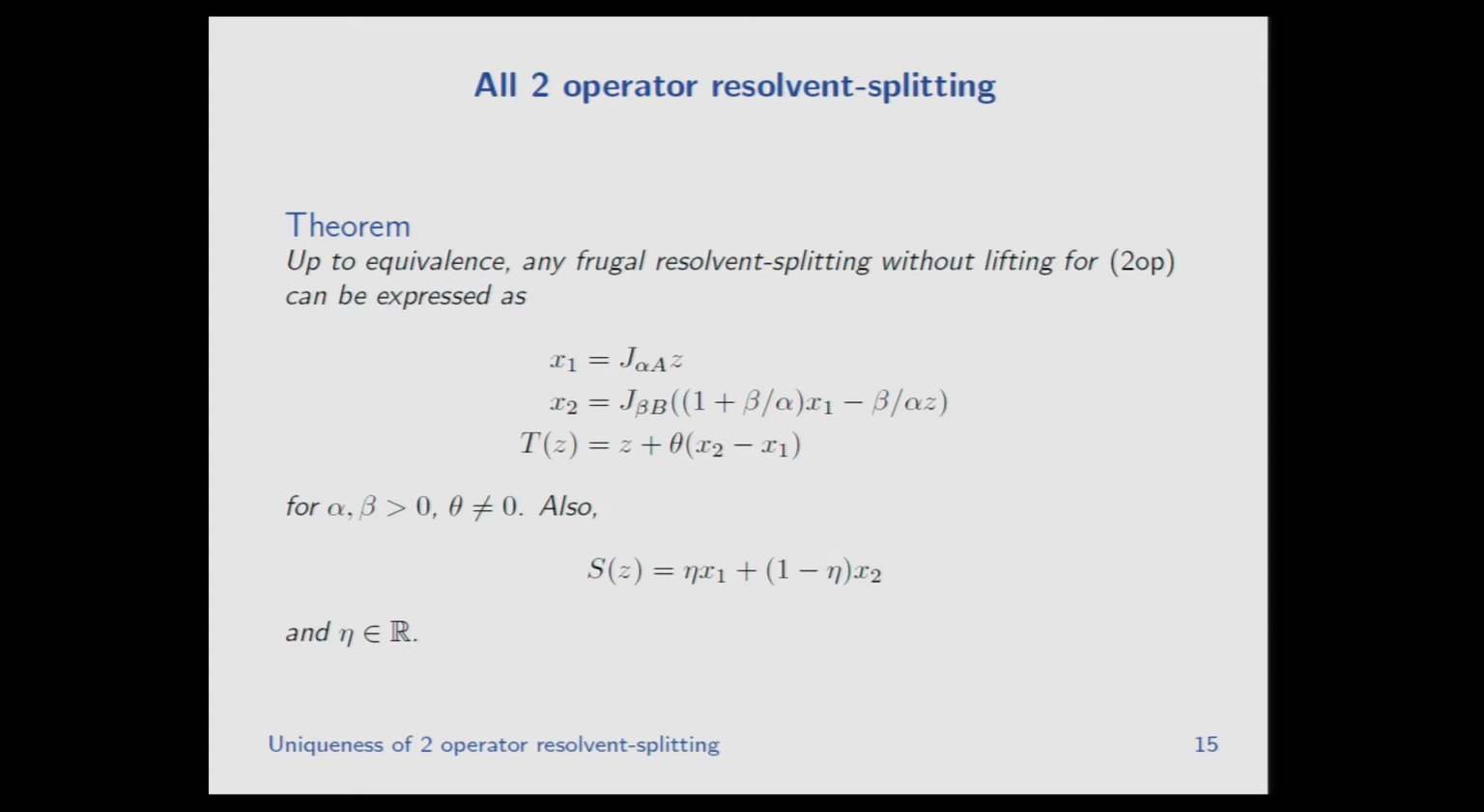If we impose these conditions, any such splitting will exactly have this form, where alpha and beta are positive quantities, and theta is not equal to 0. This contains DRS as a special case, but it's more general than DRS. The fourth condition was convergence. So let's examine when this converges.